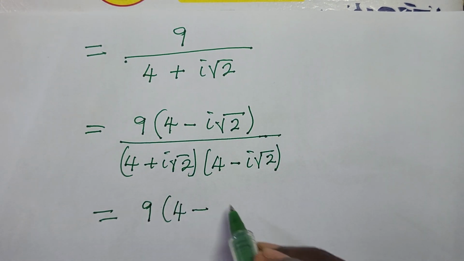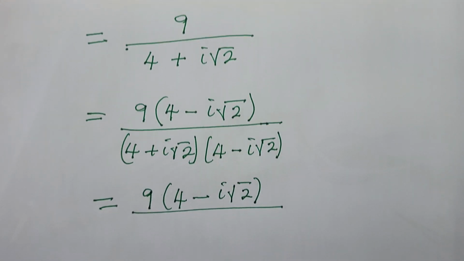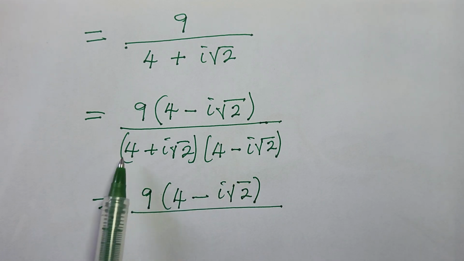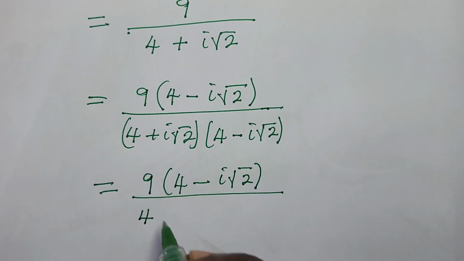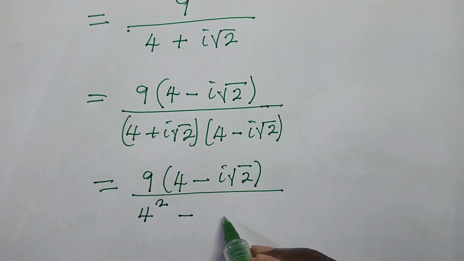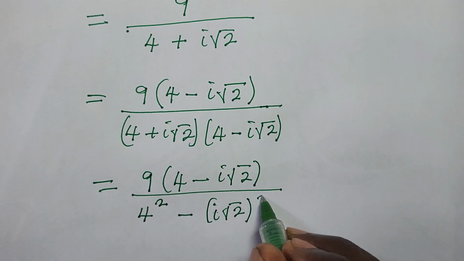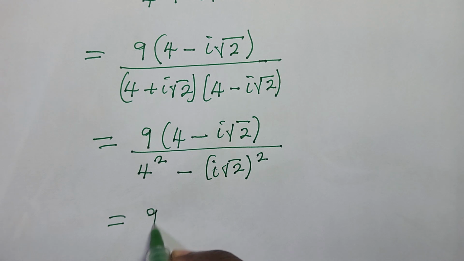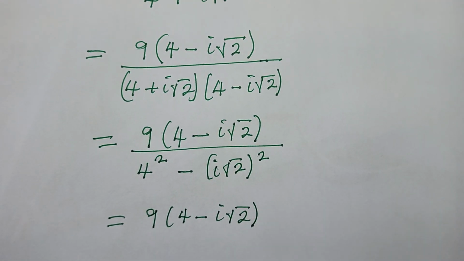So we have here 4 minus i root 2, bracket, everything all over. Now, because this is a conjugate to this, we're going to take 4 to the power of 2 minus this second term to the power of 2. So let's just quickly do that. So we have here 4 to the power of 2 minus i times root 2 all to the power of 2. So this will give us 9 into 4 minus i into root 2, close bracket.